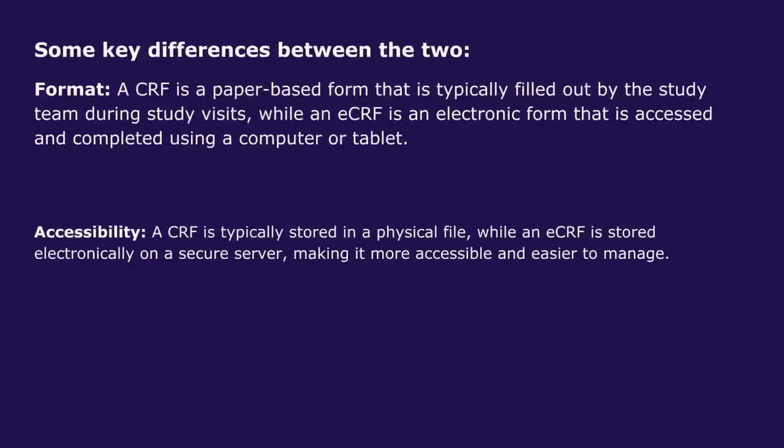Format. Traditional case report form is a paper-based form that is typically filled out by the study team during study visits, while electronic case report form is an electronic form that is accessed and completed using a computer or tablet. Accessibility. Traditional case report form is typically stored in a physical file, while an electronic case report form is stored electronically on a secure server, making it more accessible and easier to manage.